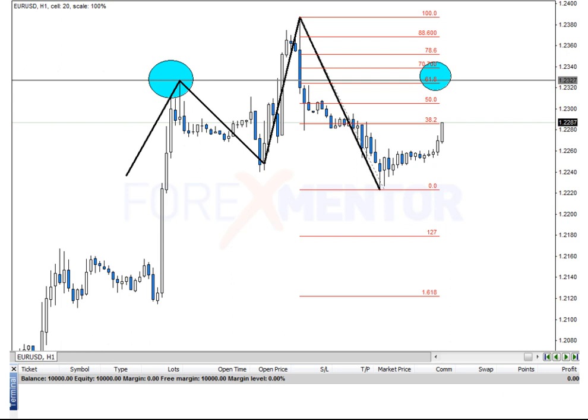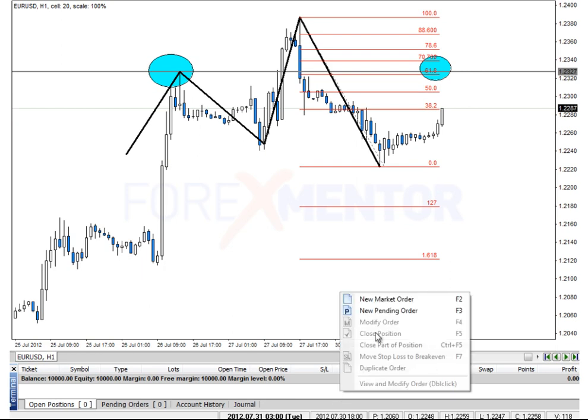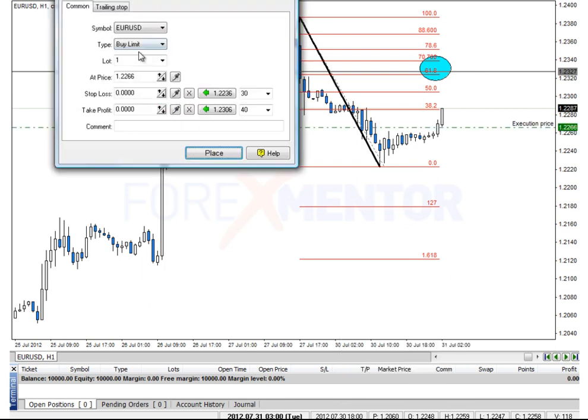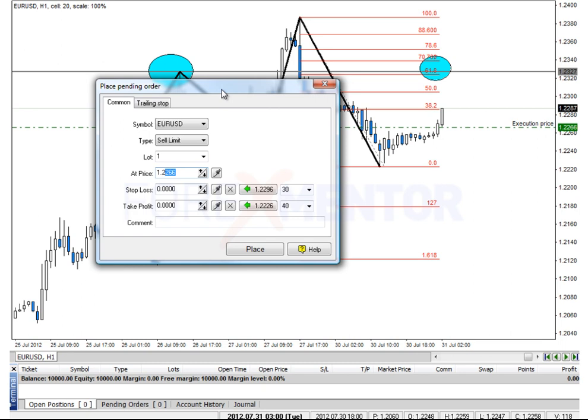So if we just go into our orders, new pending order, we will discuss orders in the next section where we go over specifics of entry, stops and take profits, so don't be too worried about that for now. I'm going to put an order in at 23.25, like 2 pips below this swing, just in case we miss it, and a stop loss above.